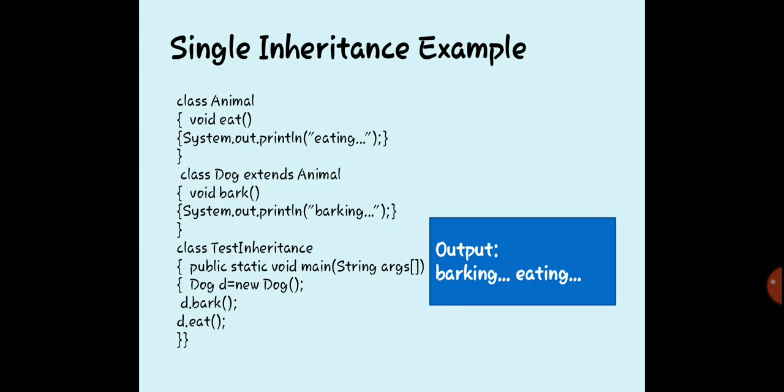Now we come to the main class. TestInheritance is the main class. We open a main method, then we create the object for the derived class. Usually, when inheritance is done, we create an object only for the derived class and we try to access both the members of the base class and the members of the derived class. So D is the object of the derived class, then D inherits eat and bark. Even though D is the object of the derived class, it can access the base method as well as the derived method, and the output would be barking and eating. So this is single inheritance.